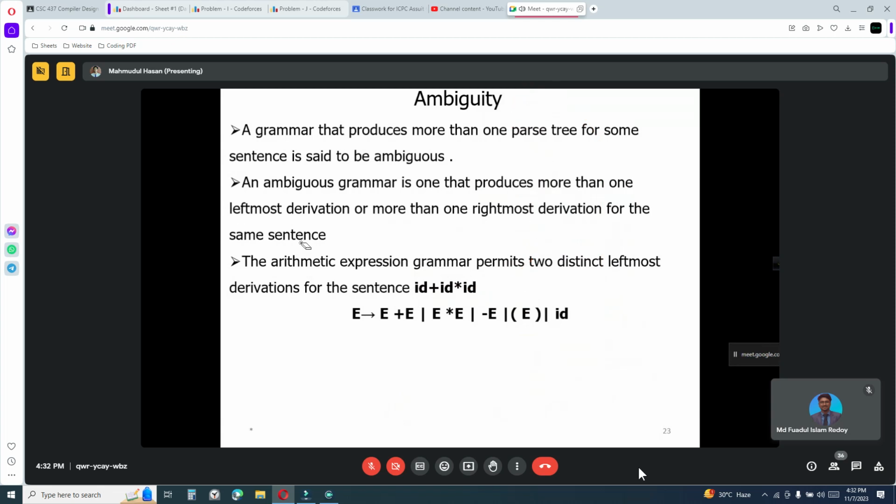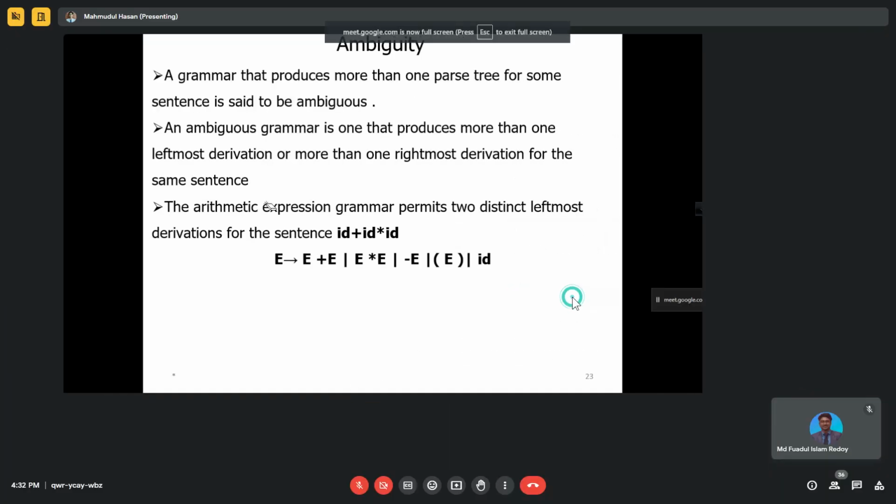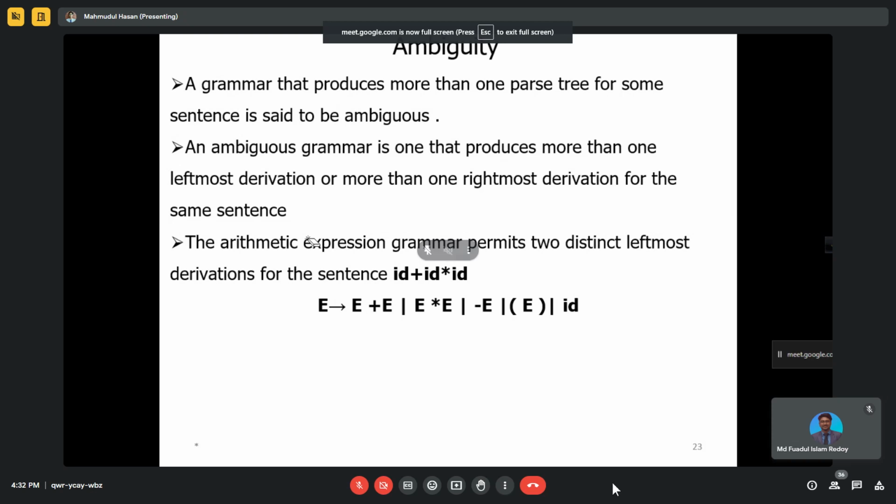Could you summarize it again? Ambiguity again, a little more explanation? Okay, I will give an example. At that time it will be clear.